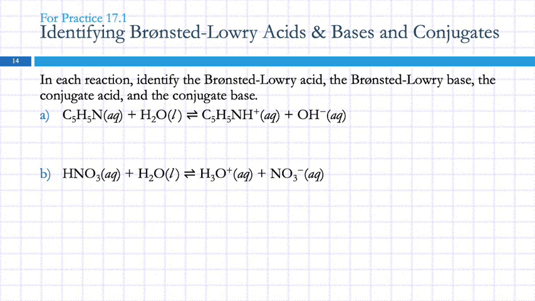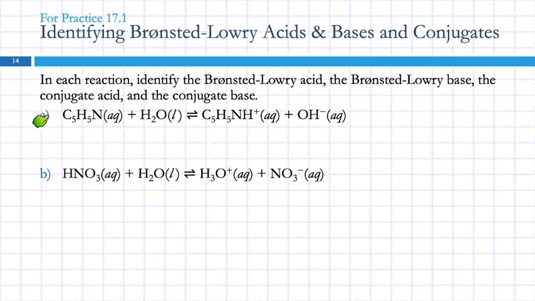In each reaction, identify the Bronsted-Lowry acid, the Bronsted-Lowry base, the conjugate acid, and the conjugate base. Don't get thrown off by the Bronsted-Lowry in front of that, okay? You can just ignore that word, identify the acid, identify the base, and identify the conjugate acid and the conjugate base. So how do we do this? We're going to look at our reactants, and then we're going to look at the products and see how they changed. We're looking for the transfer of an H+.